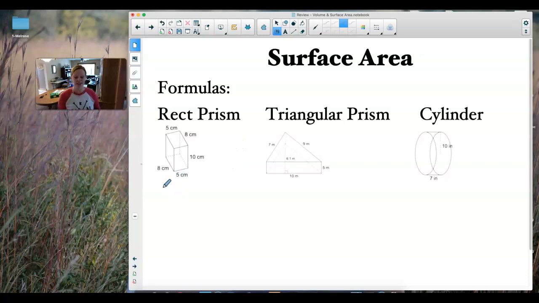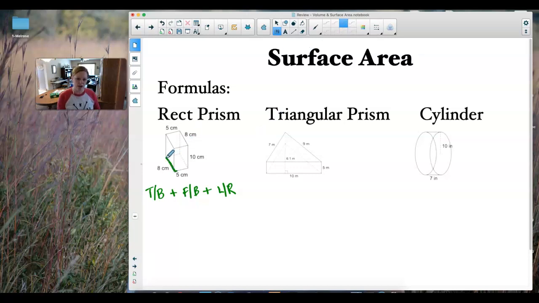Now to find the surface area, remember you're finding the area of all the surfaces. So we are going to start by finding the top and the bottom. So I'm going to just say T and B, the front and the back, and then the left and the right. And when we have all of those pieces, then we will just add them all together. So let's start with the top and the bottom.